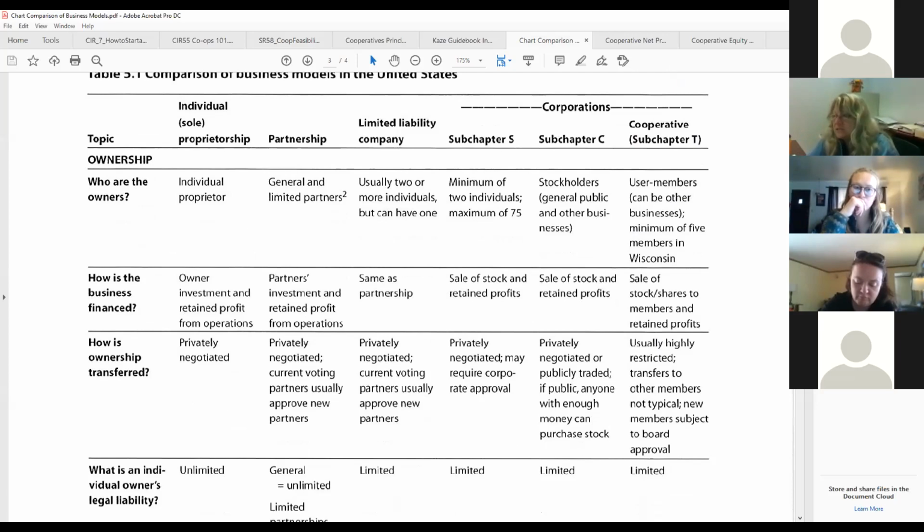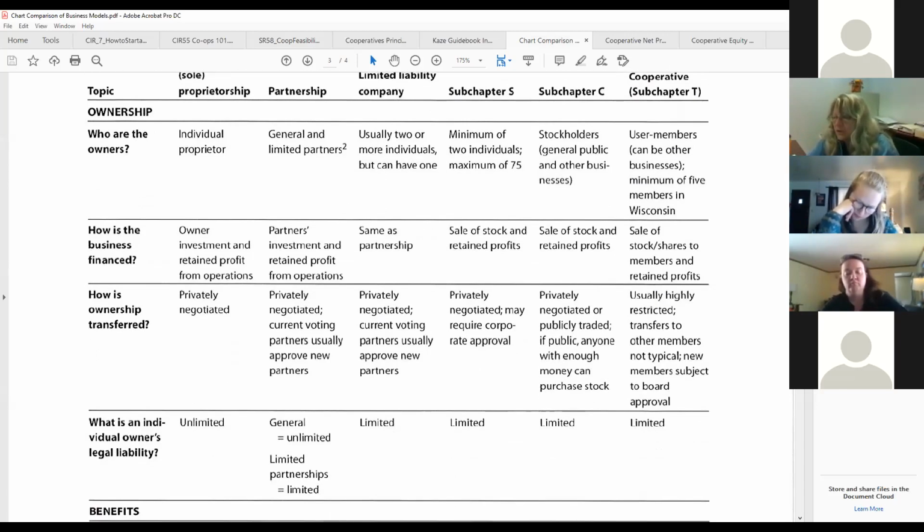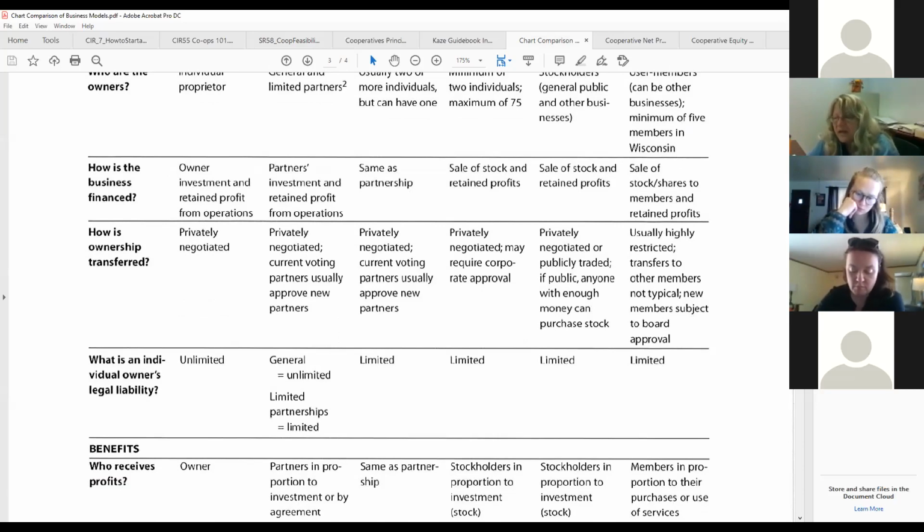How is it financed? Sale of shares of stock for our cooperative. What kind of liability exists? So for a sole proprietor, very first column, unlimited liability. That's just deadly. I would never, never, never start a business as a sole proprietor. It's easy, but you have unlimited liability. And what do I mean by unlimited liability? Let's just say you mess up and you get sued. All of your personal assets are going to be exposed to a judgment against you in a lawsuit in an unlimited liability structure.